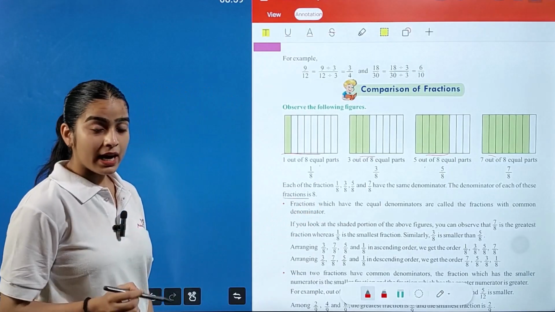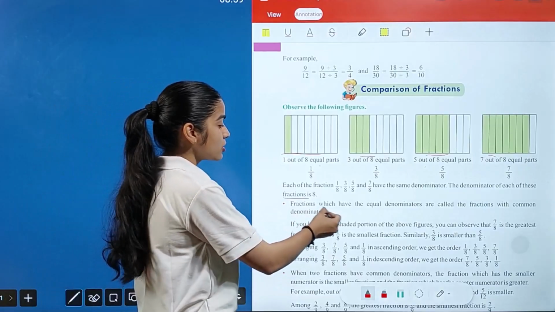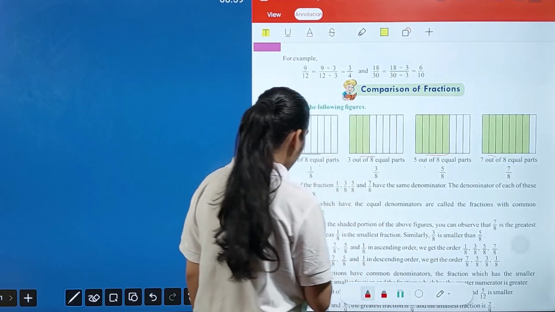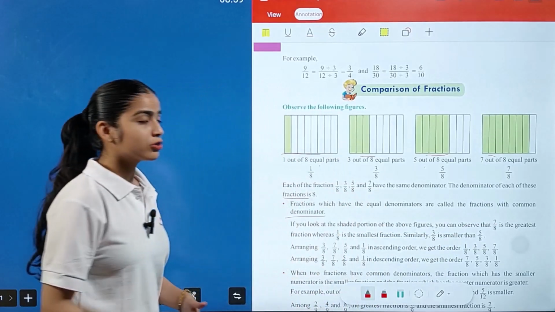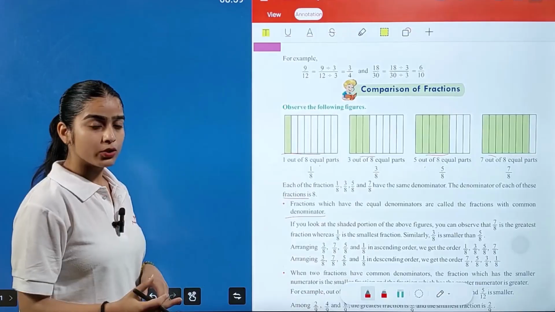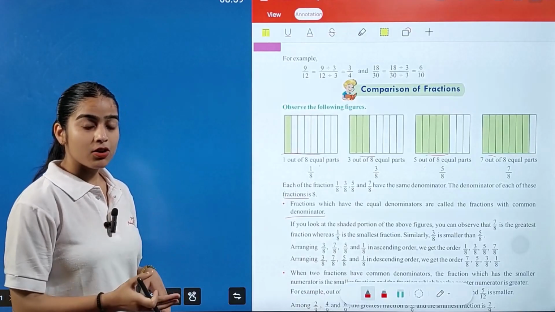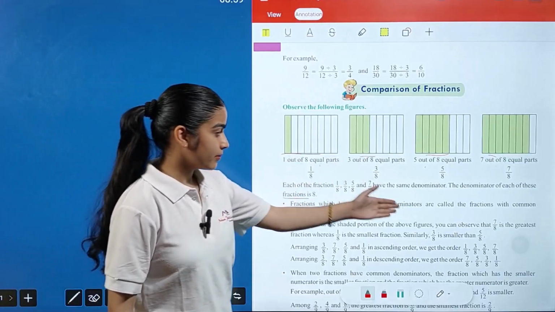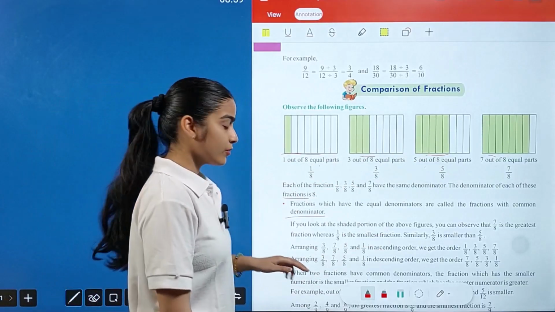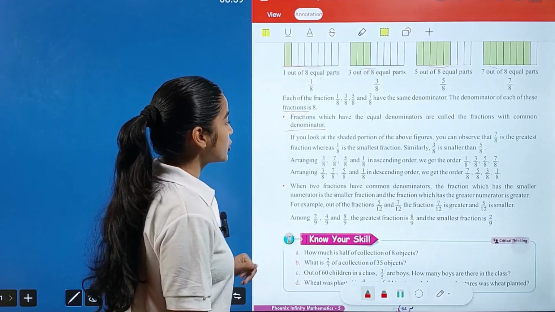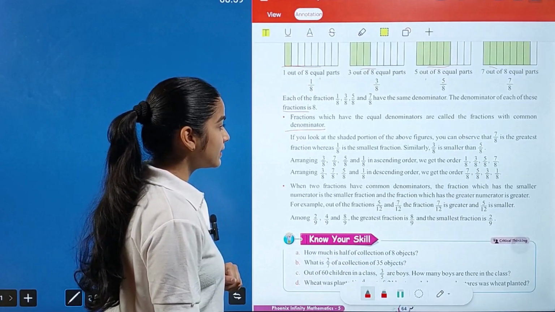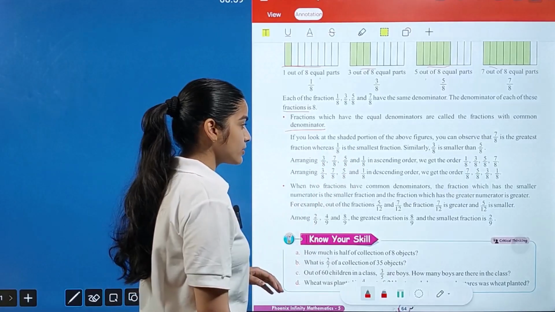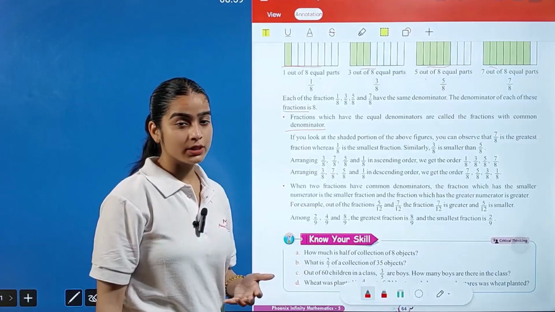Fractions which have equal denominators are called fractions with common denominators, and we also refer to this type of fraction as like fractions. In like fractions, what we notice is that the denominator is the same. If you look at the shaded portion of the above figure, you can observe that 7 by 8 is the greatest fraction, whereas 1 by 8 is the smallest fraction. Similarly, 3 by 8 is smaller than 5 by 8.